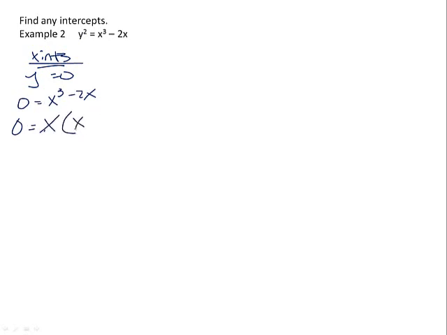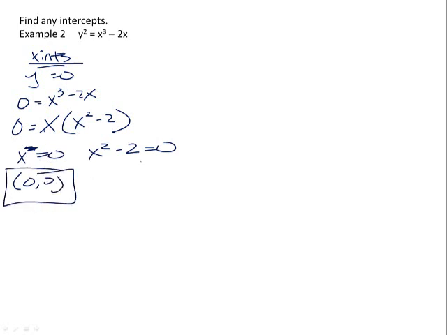I'm going to take out an x, so I've got x squared minus 2. Good old zero product property rears its ugly head. So I've got x equals 0 and x squared minus 2 equals 0. Okay, so I know that that's an intercept. But when we write intercepts, we don't just write x equals, because that's a line. So we'd have to write it as a point. So 0, 0. So 0, 0 is one of my x-intercepts.